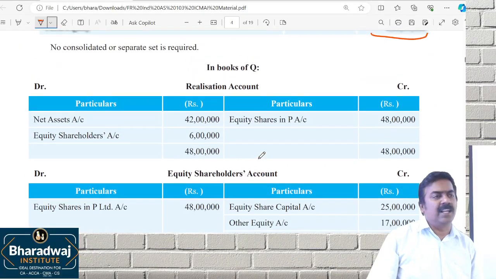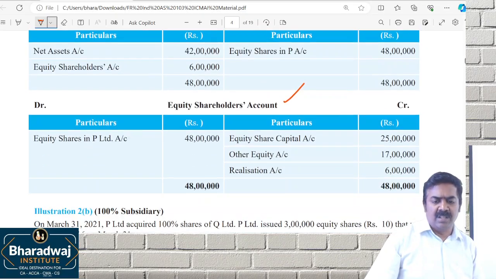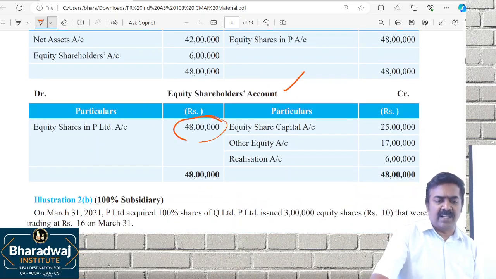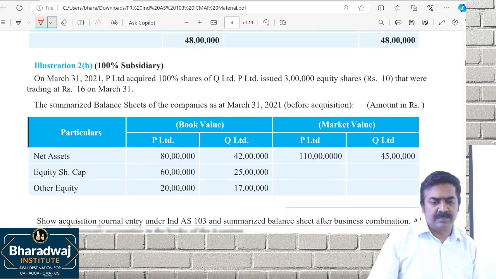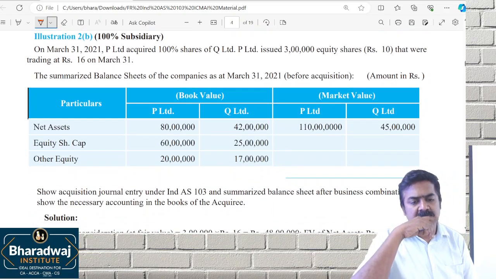In the books of the selling company, as usual, you will prepare the realization account and the equity shareholders account, where the 48 lakhs is settled. Same question.